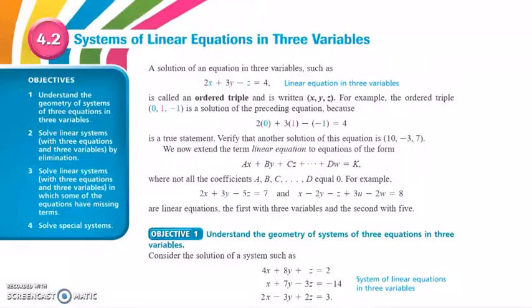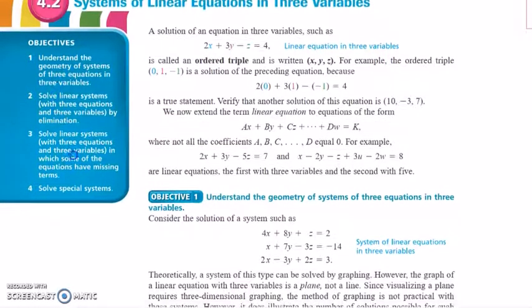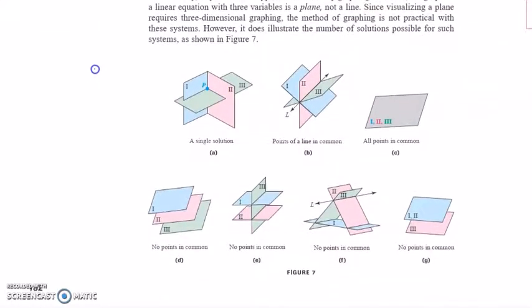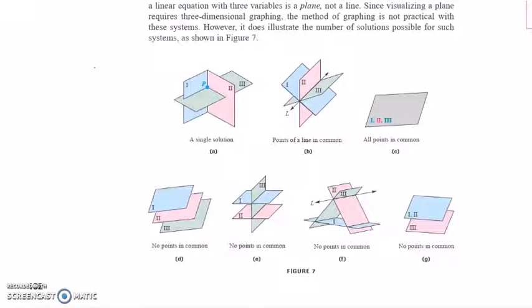The book has its own examples that you can read through, but what I want to point out is this particular figure right here. This illustrates the number of solutions possible for 3 equations with 3 variables. You could have 3 planes that intersect at a single point. You could have 3 planes that intersect at a line. You could have 3 planes that are common.